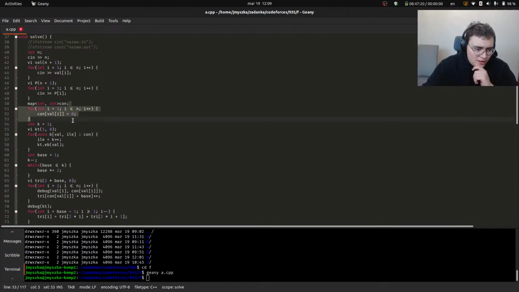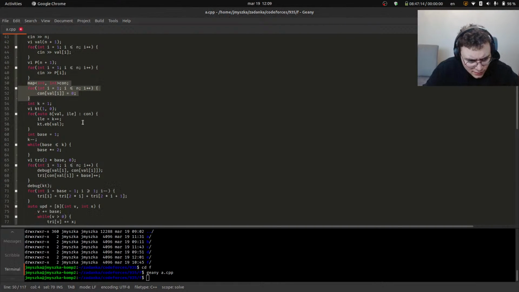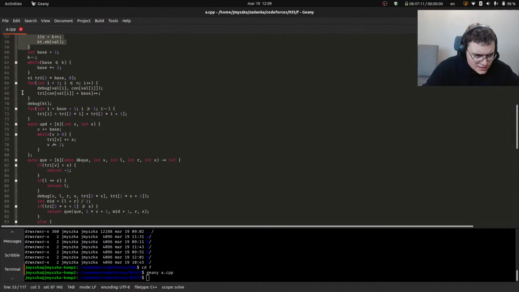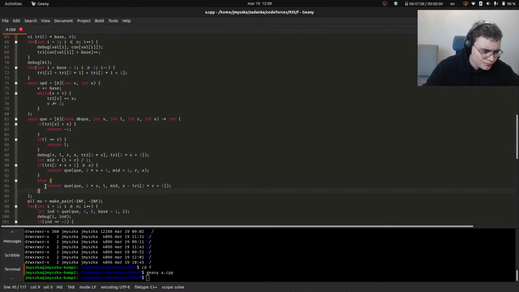Basically, I am converting the values. That is really important because the values are up to 10 to the power of 9. I'm converting them here, and then I am just having a segment tree for sum. And here it goes downwards on the segment tree. If I can go right, then I am going right. If I can't, then I am going left.